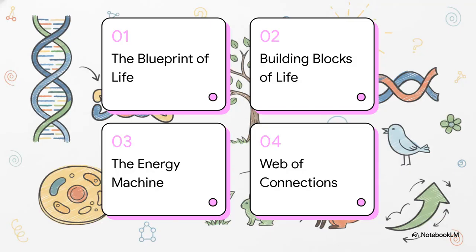Okay, so here's our game plan. We're going to start with the blueprint of life. Then, we'll check out what that blueprint actually builds. After that, we'll figure out where all the power comes from. And to wrap it all up, we'll see how everything is connected in the grand scheme of things. Ready? Let's dive into the code.